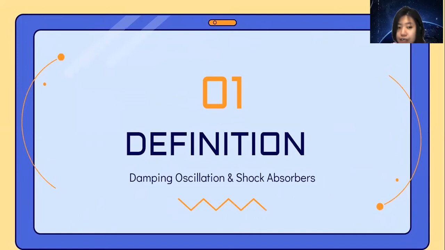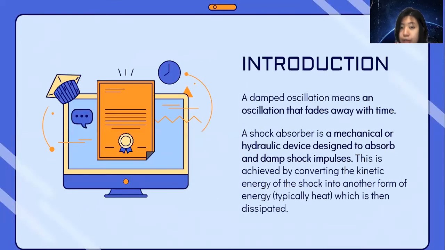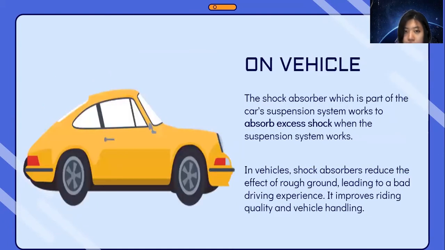So what is the definition of damping oscillation and shock absorbers? Damped oscillation means an oscillation that fades away with time. Meanwhile, a shock absorber is a mechanical or hydraulic device designed to absorb and damp shock impulses. This is achieved by converting the kinetic energy of the shock into another form of energy which is then dissipated.